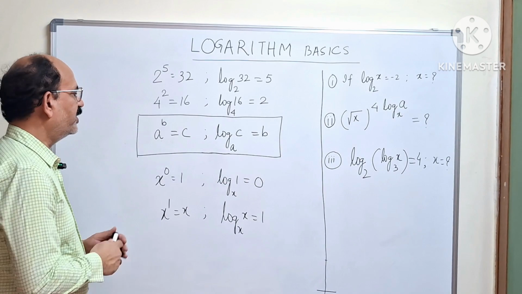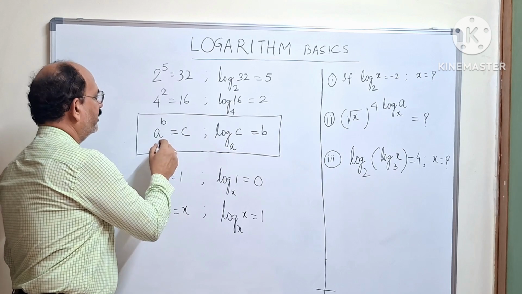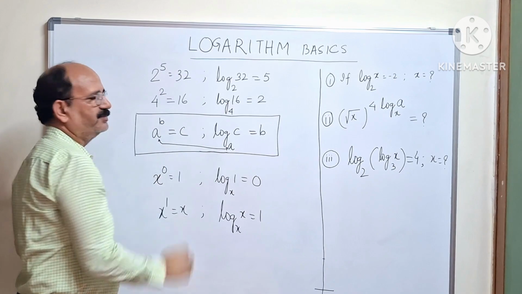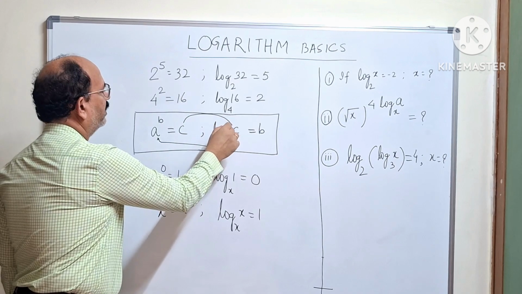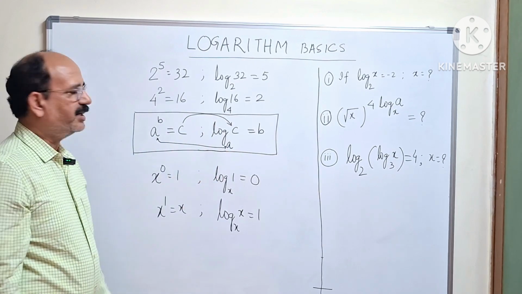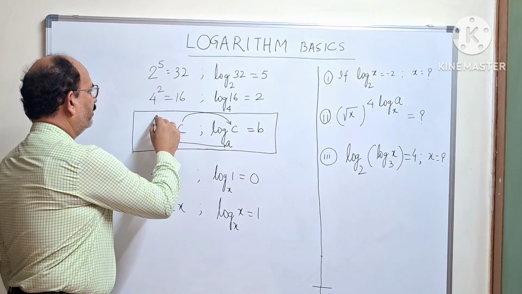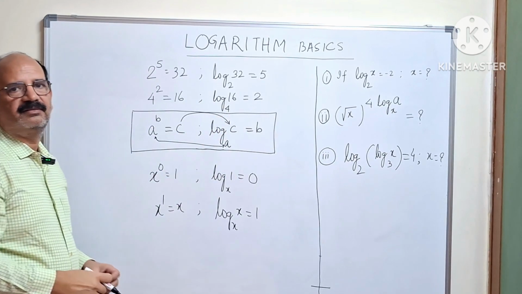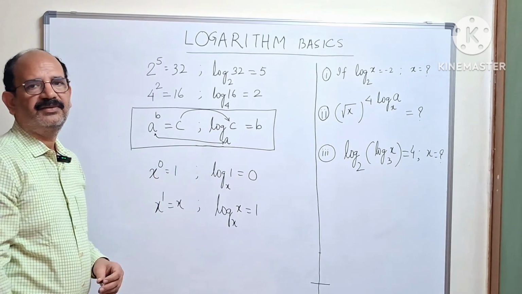You are noticing that whatever is the base of the exponent, that is also the base of the log. And then whatever is the resultant number, if you take its logarithm with the base a, then whatever number is appearing in the power will appear as a result of this logarithm. Very simple to remember.